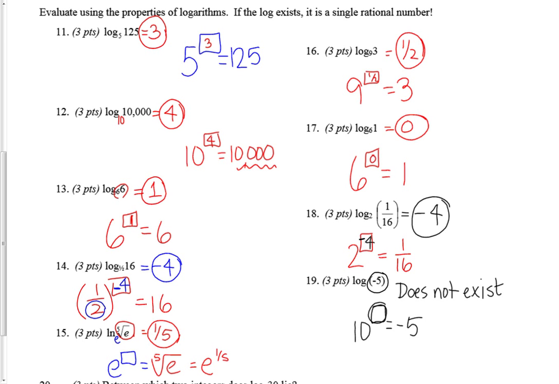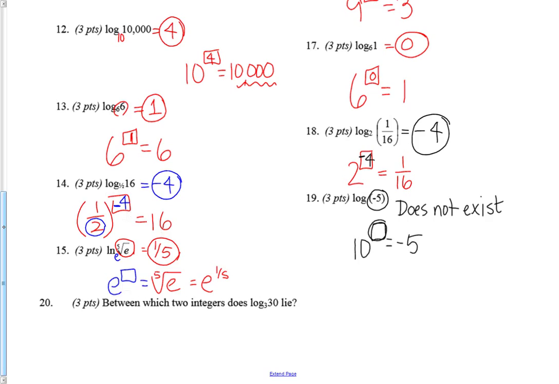All right, the last question asks, between which two integers does the log base 3 of 30 lie? Well, let's think, what is the log base 3 of 30? The log base 3 of 30 means 3 to what power gives me 30? Well, this is not something that's such a nice number. Let's see what I do know for 3 to the powers. I know 3 to the first is 3. I know 3 to the second is 9. I know 3 to the third is 27. I know 3 to the fourth is 81.